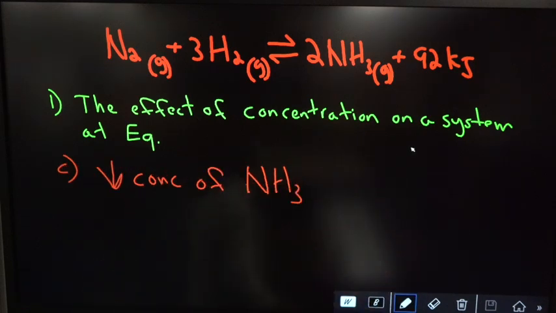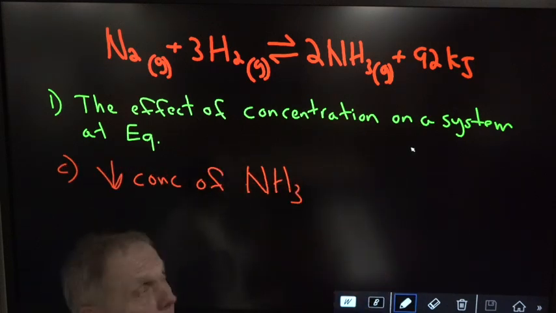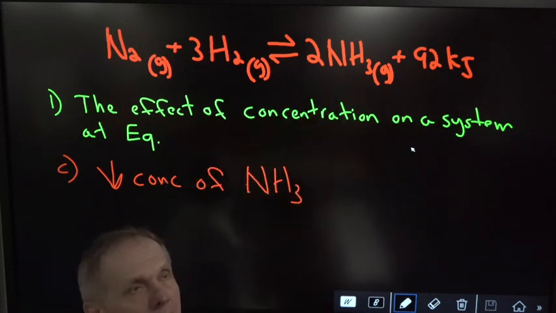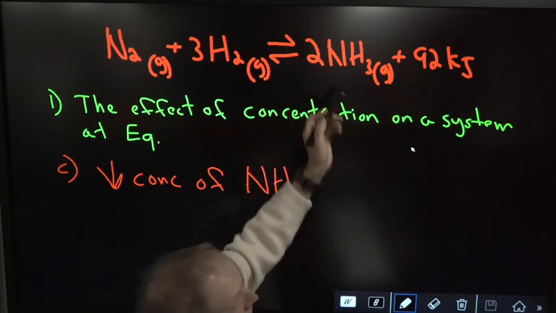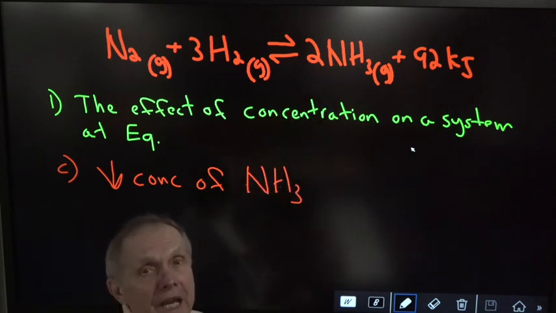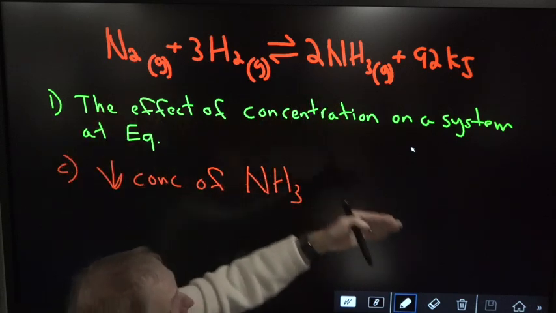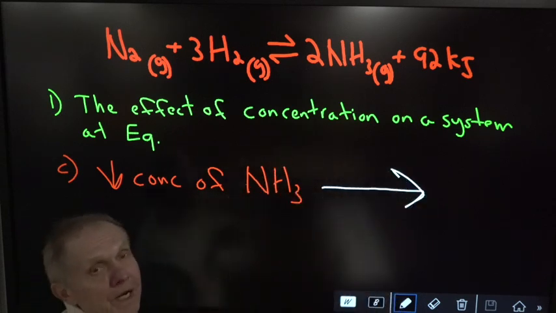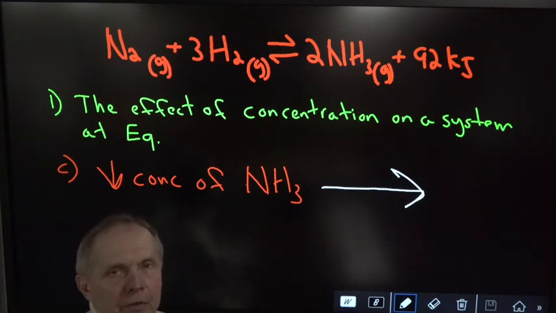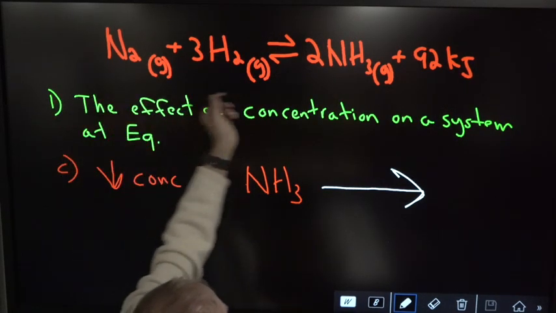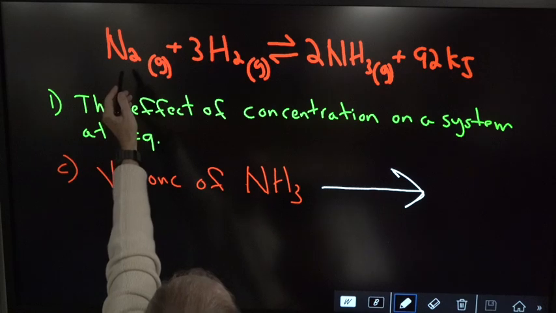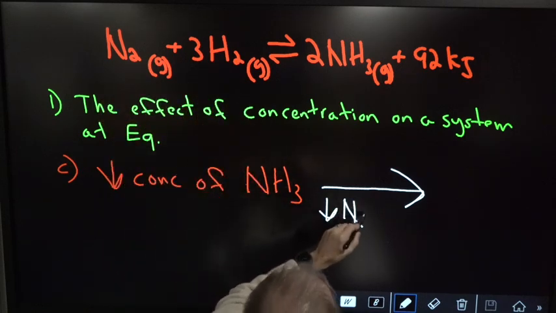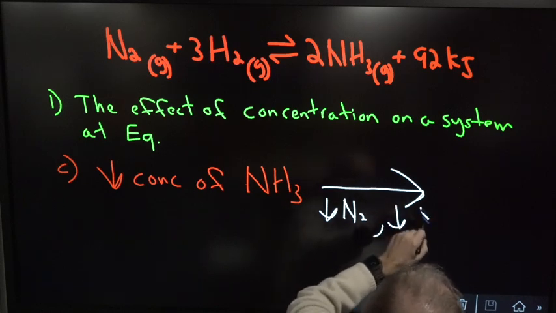Okay? So for letter C, we're going to decrease the concentration of ammonia. So we have decreased that concentration of ammonia, so the reaction will fire to the right to make more ammonia, or in other words, the ammonia that we lost. So as the reaction fires to the right, we are going to decrease both N2 and H2. So a decrease in N2, a decrease in H2.